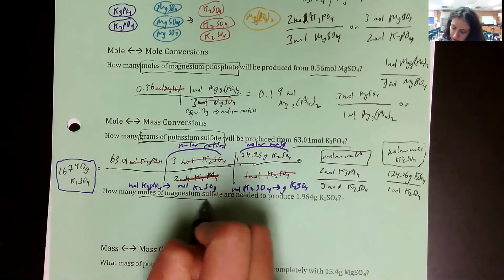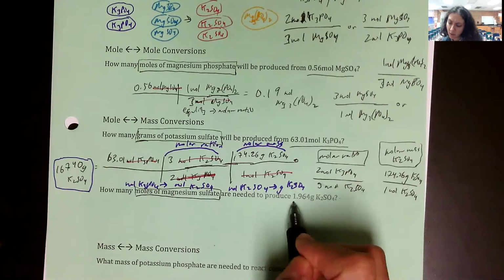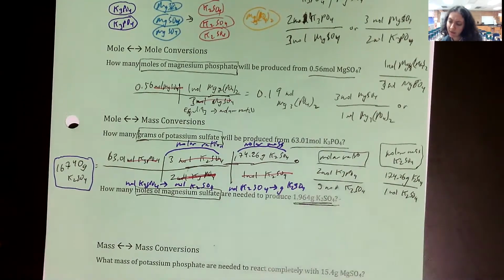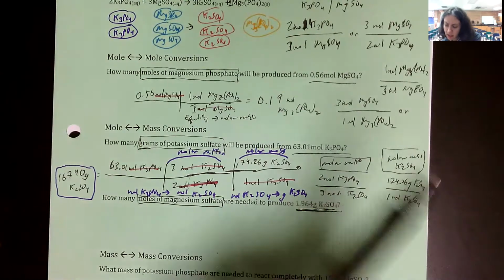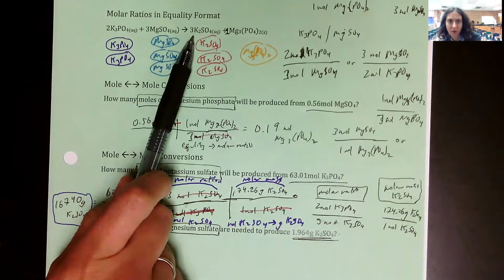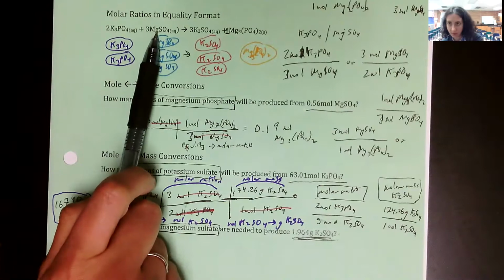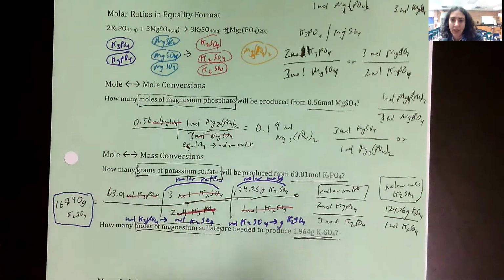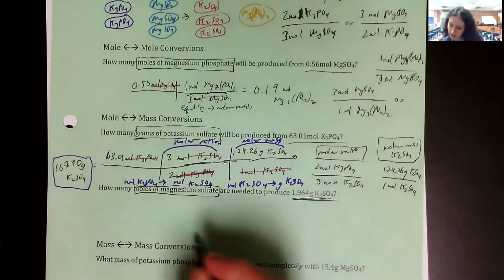Okay, how many moles of magnesium sulfate are needed to produce 1.64 grams of potassium sulfate. All right, so we're back to potassium sulfate. That's great. So potassium sulfate again is up here in the equation, and we're going backwards. We're trying to figure out how many moles of magnesium sulfate we would need to start with. So once again, let's set up our skeleton.